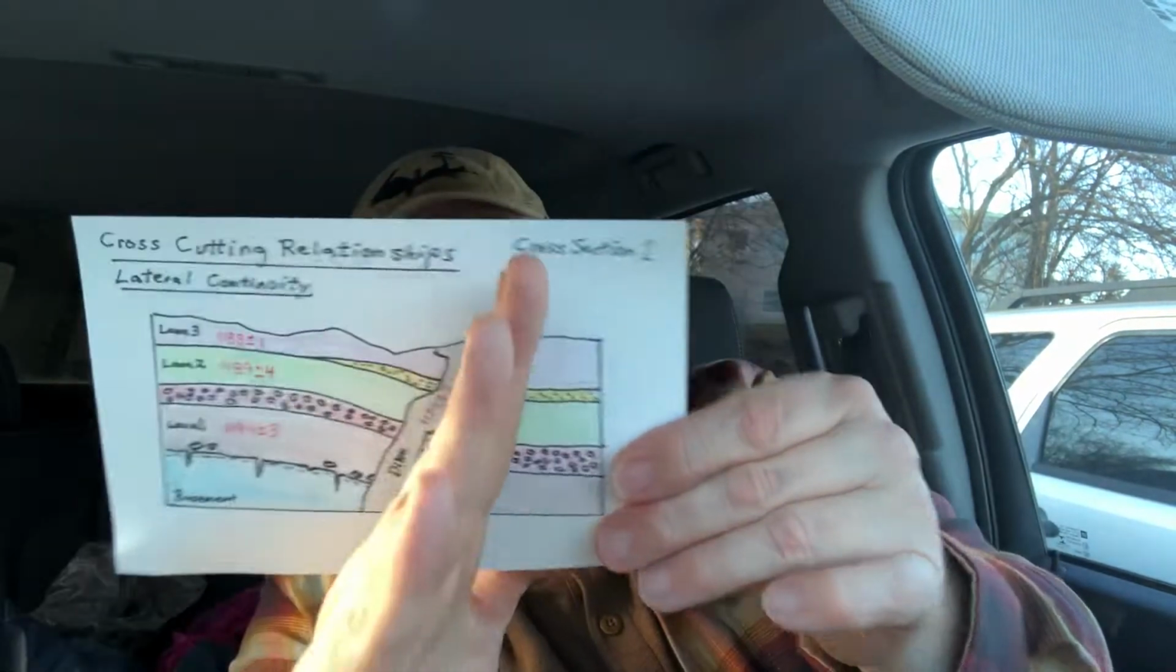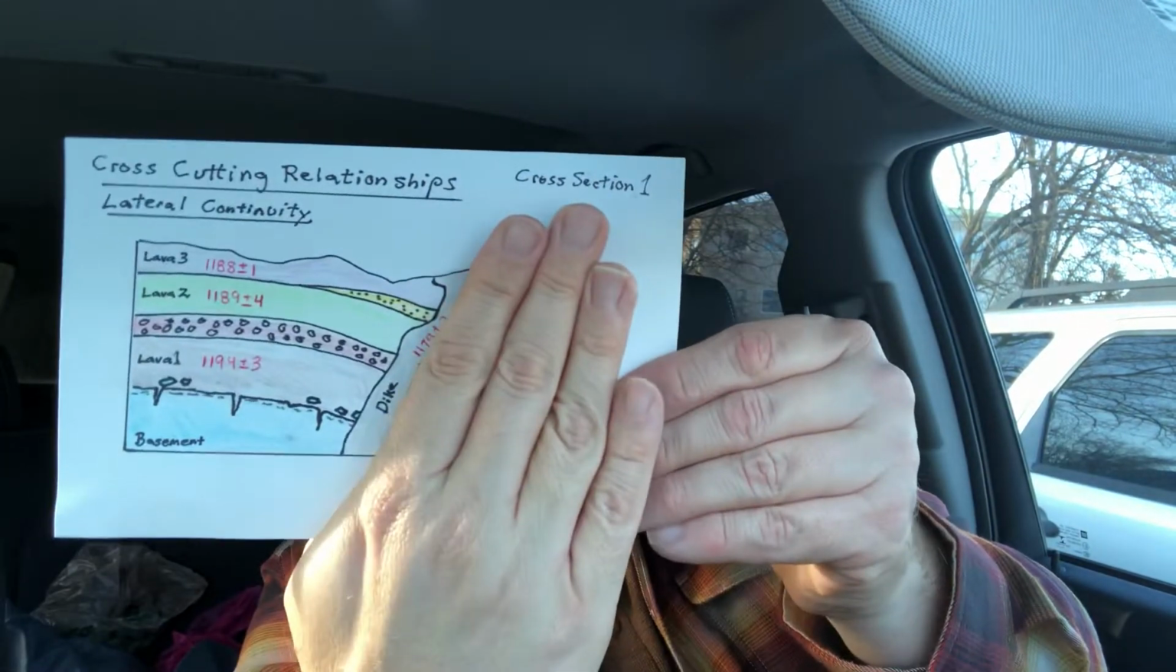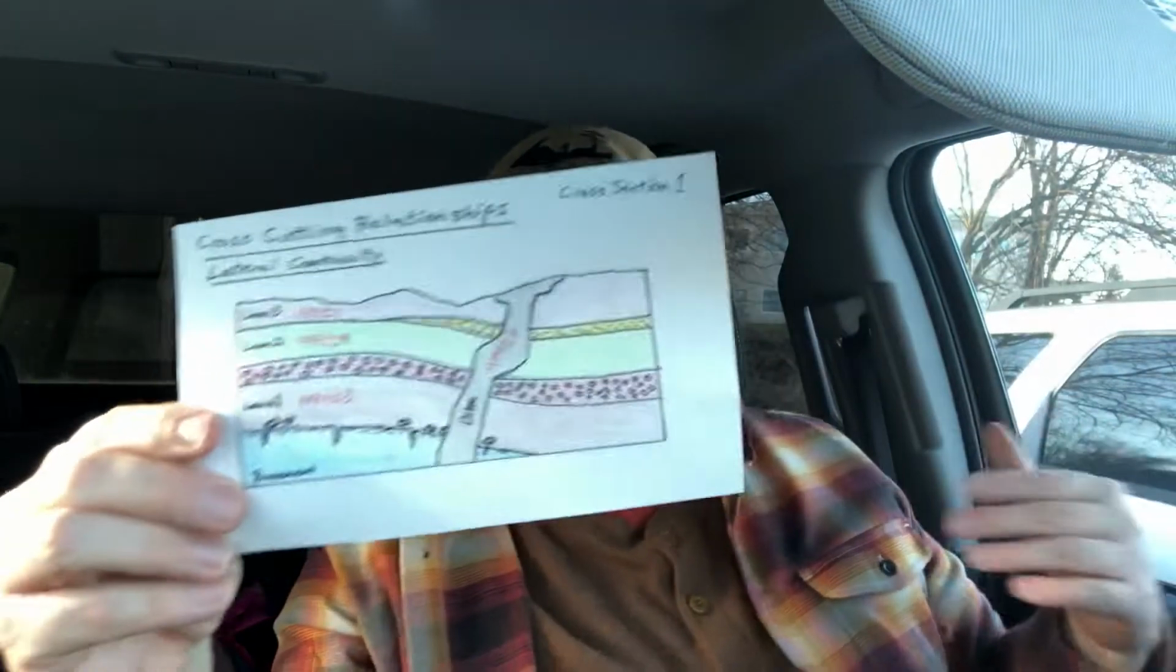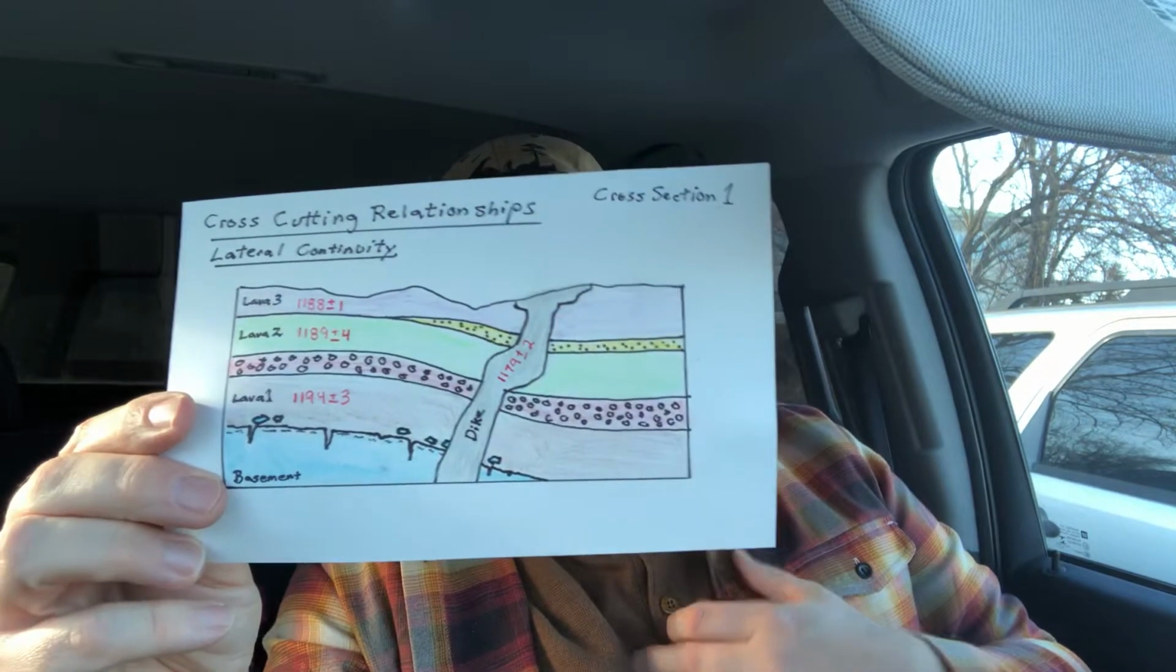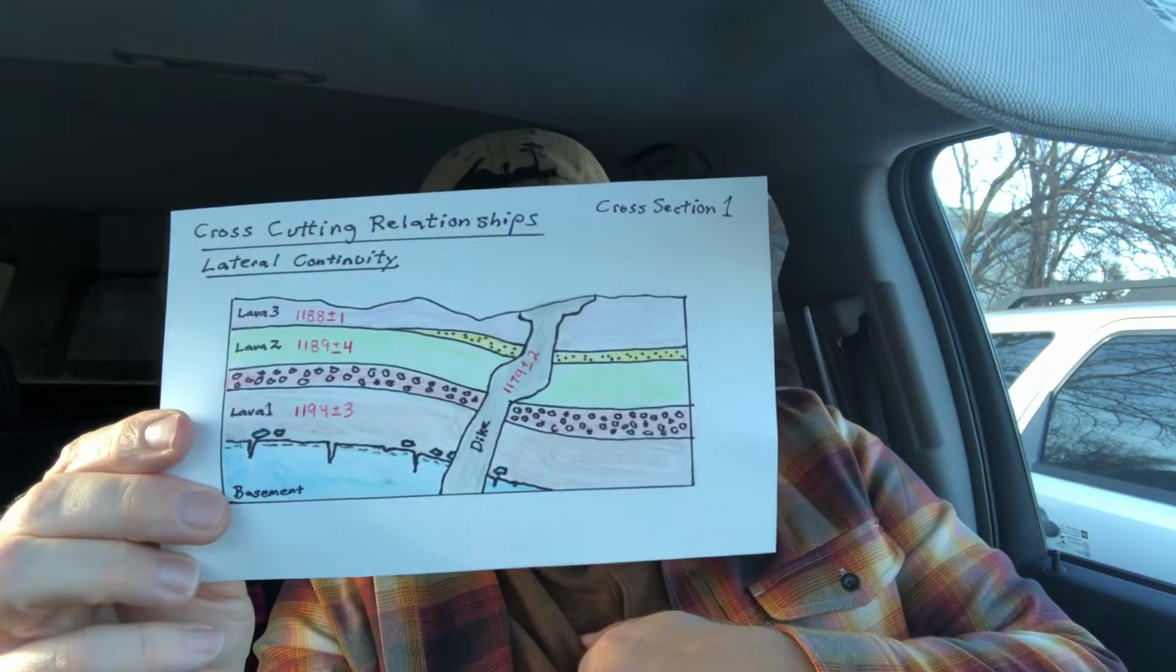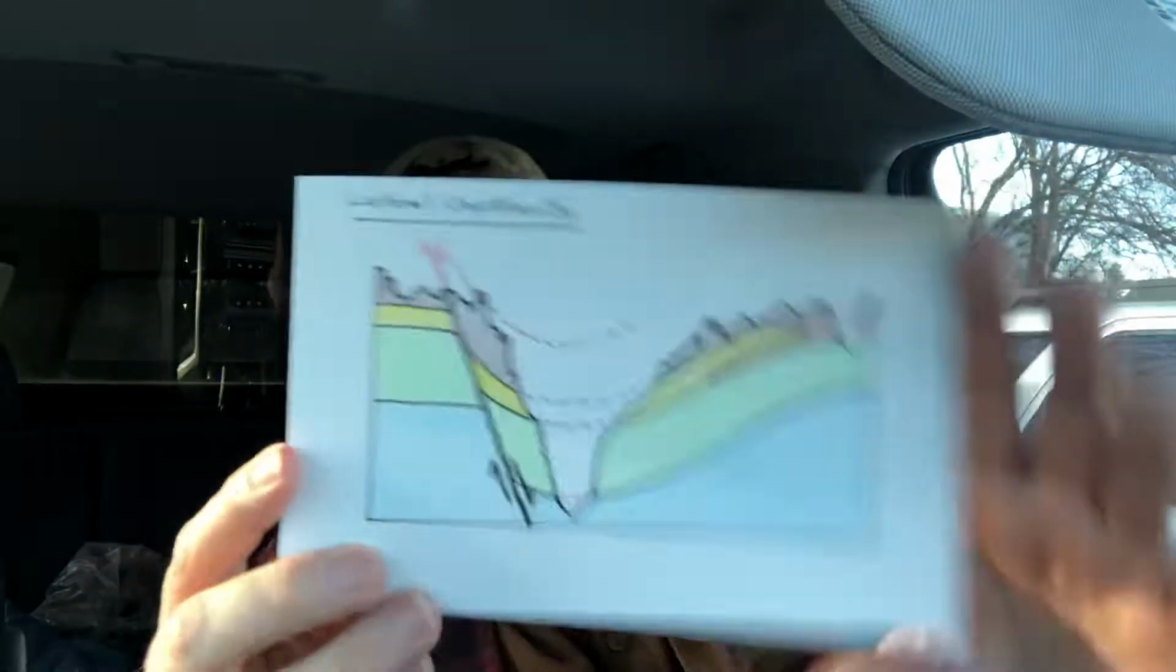If we just had up to here, that might be a different story, okay? But we don't. We have the whole thing. So we can still use the law of lateral continuity across a single dike, all right? Now, a better illustration of that, a more detailed illustration of that, would be this.